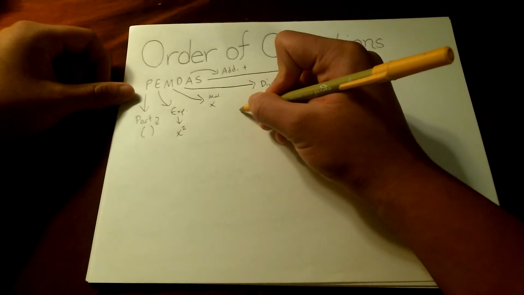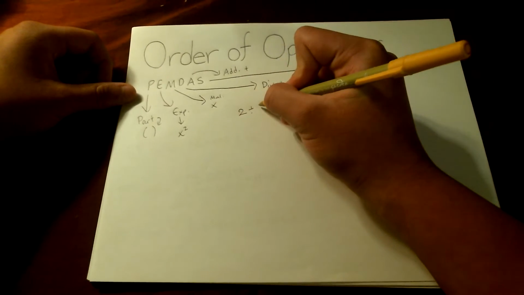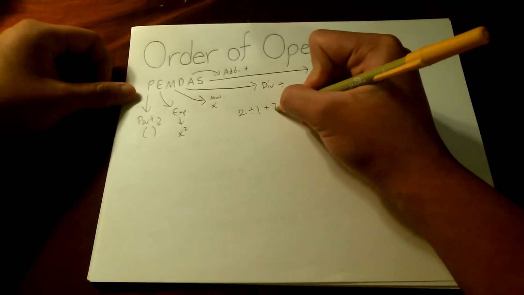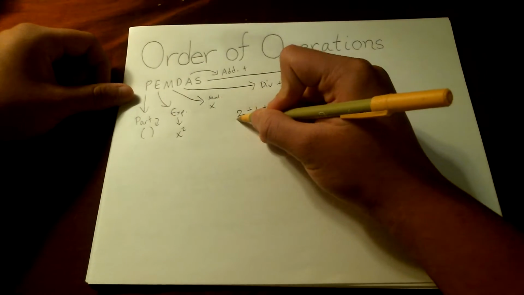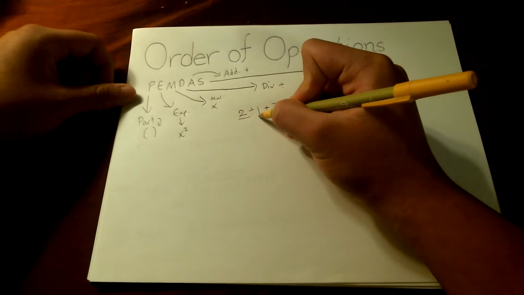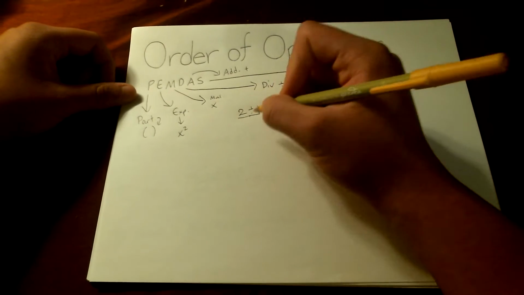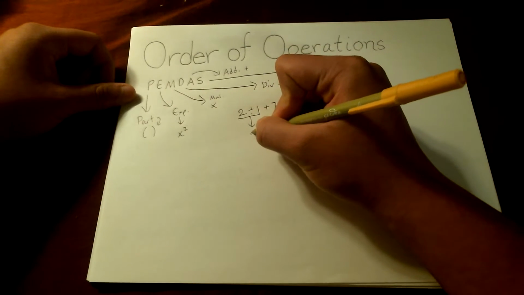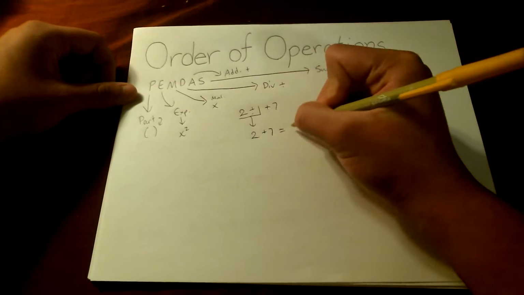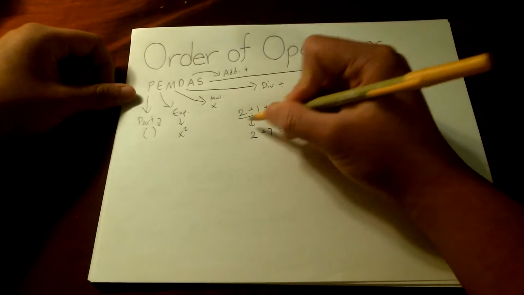So for example, if we had 2 divided by 1 plus 7, we would first have to solve 2 divided by 1 first before we solve the plus 7. So this would be 2 plus 7, which equals 9. So that would be the value for this expression.